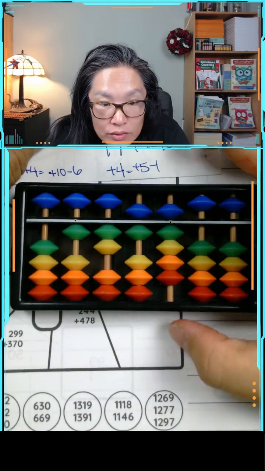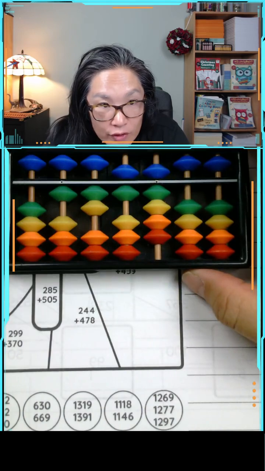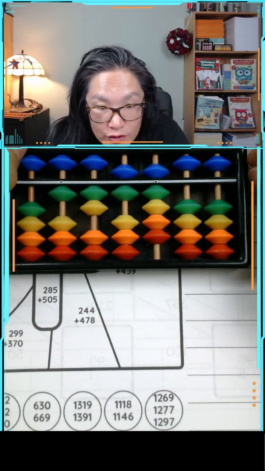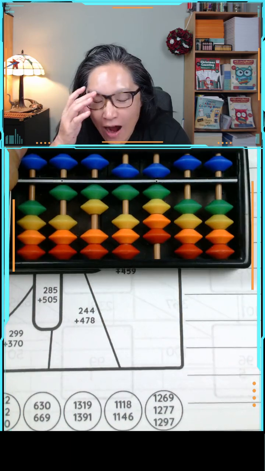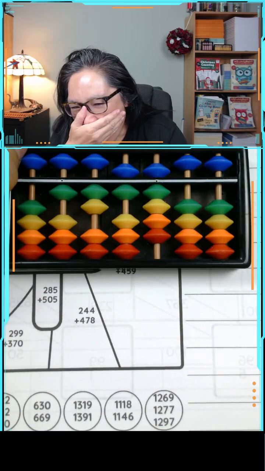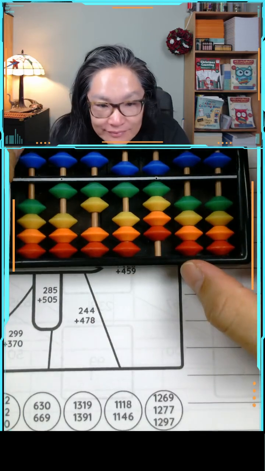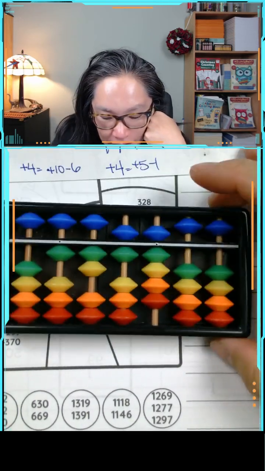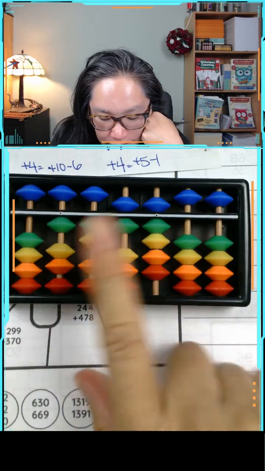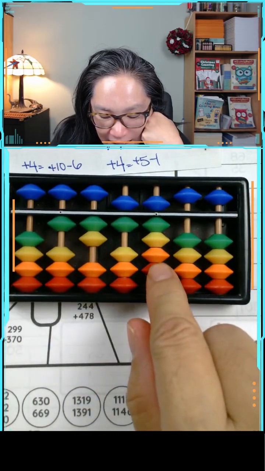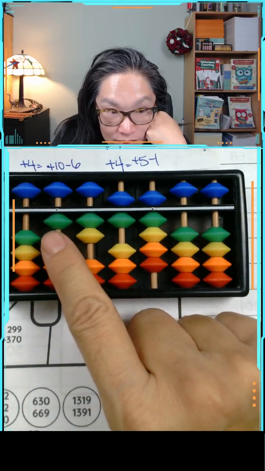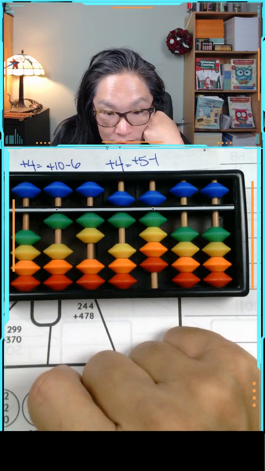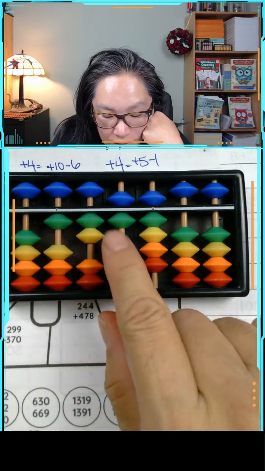Hello, Steph. So, I don't know if you know how to read this. Left to right. Because we don't say 9, 60, 200, 1,000. We don't say that. So, it's 1,269.